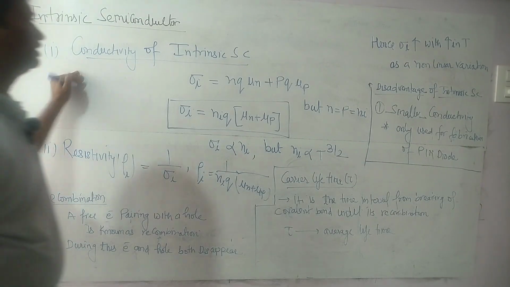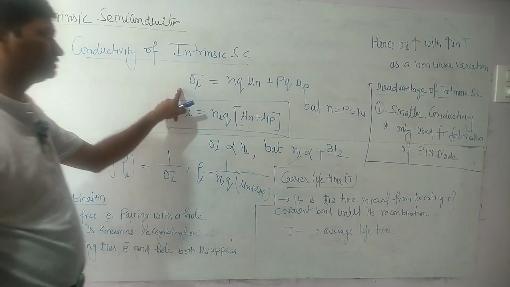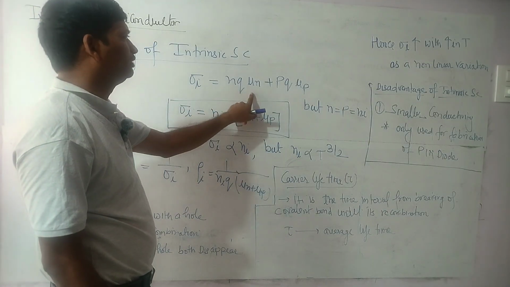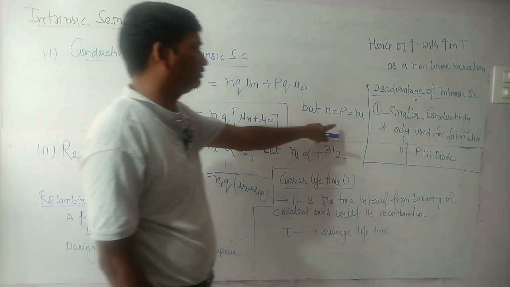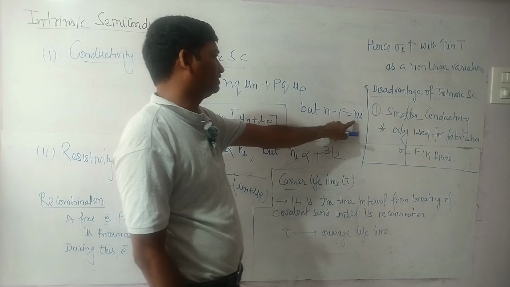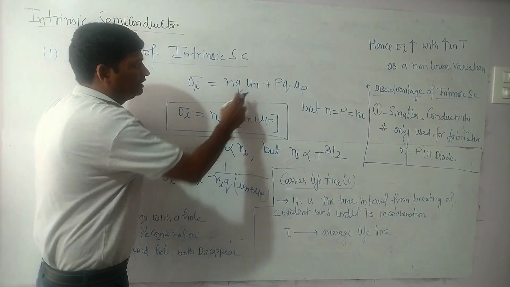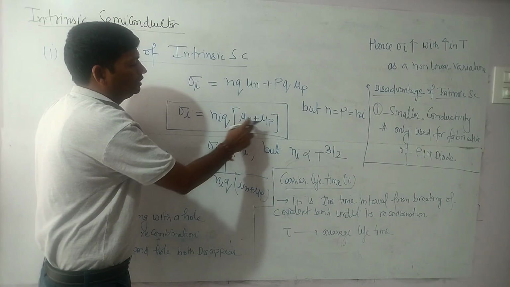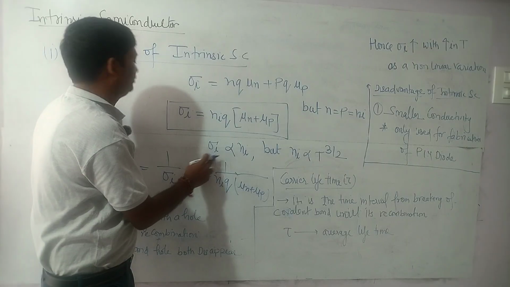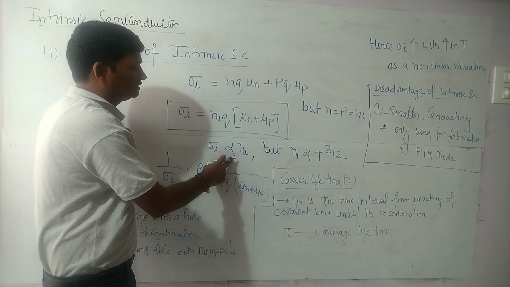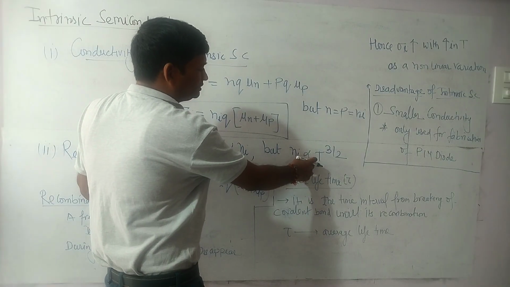Actually, we want to calculate the conductivity of an intrinsic semiconductor. Conductivity is denoted by sigma. It is the combination n q mu n plus p q mu p. But in an intrinsic semiconductor, electrons and holes are equal to the intrinsic concentration, n = p = ni. So we can modify this equation: sigma = ni q (mu n + mu p). So intrinsic conductivity is directly proportional to the intrinsic concentration, and intrinsic concentration is directly proportional to temperature.